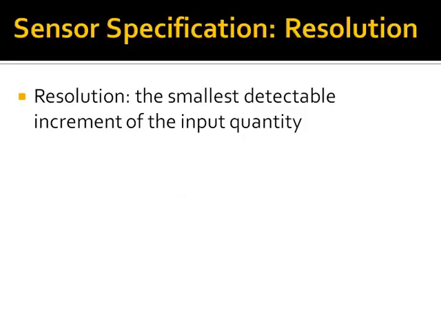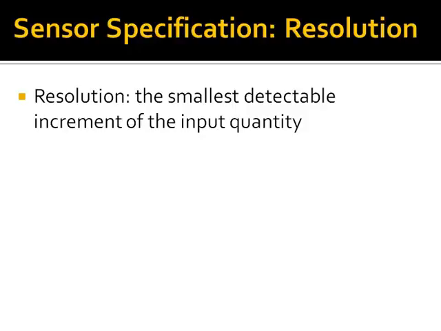Another sensor property that we're interested in is resolution. Resolution is the smallest detectable increment of the input quantity. In other words, if we're looking at a photocell, the resolution might be the smallest amount of increase or decrease in light intensity that allows us to detect the change in resistance.